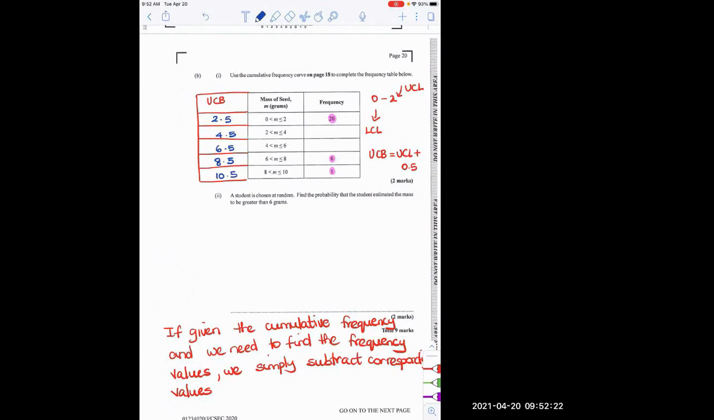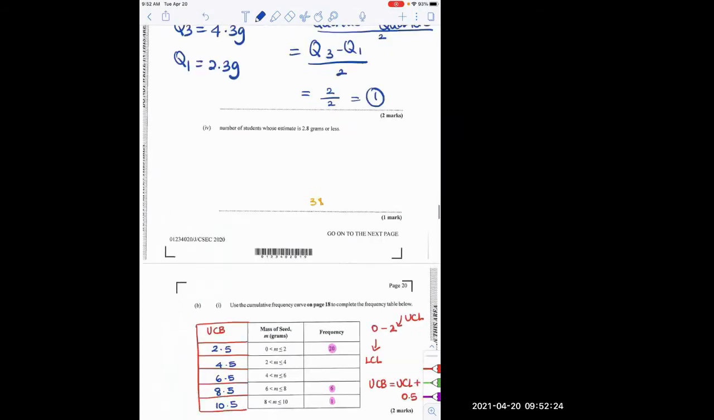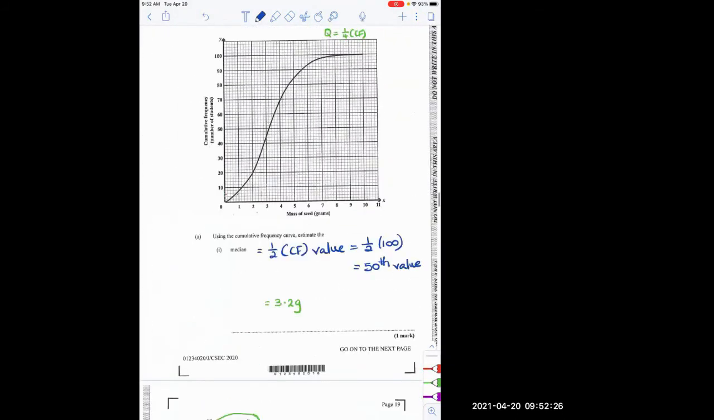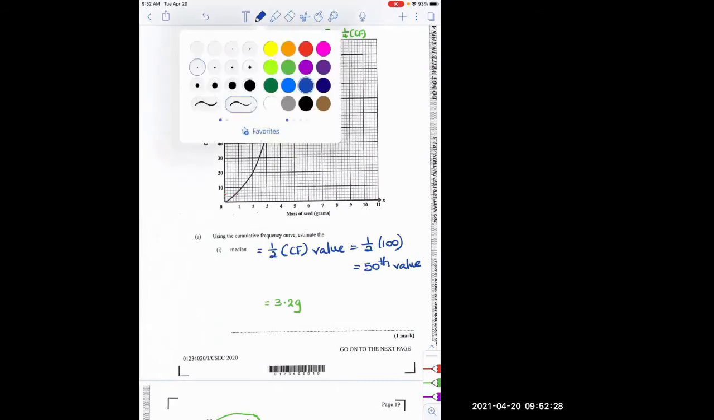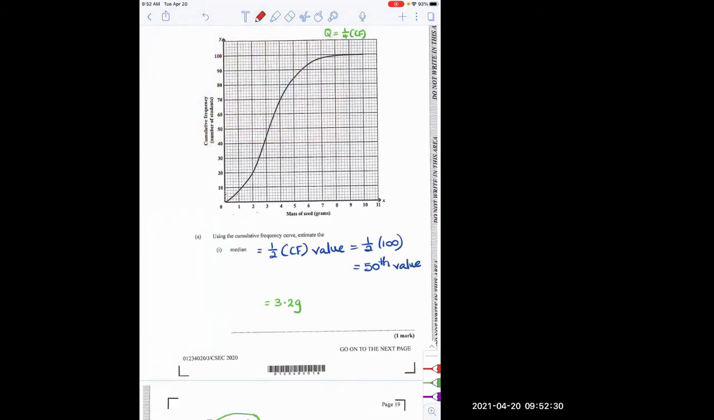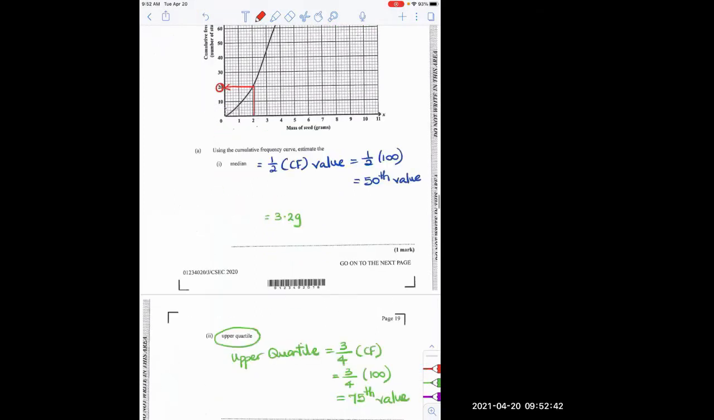So the first one is 2.5. So we will find 2.5, which is very close to 2, right? Which is very, very close to 2. And this corresponds to a value of 20. So that is where they got 20 from.